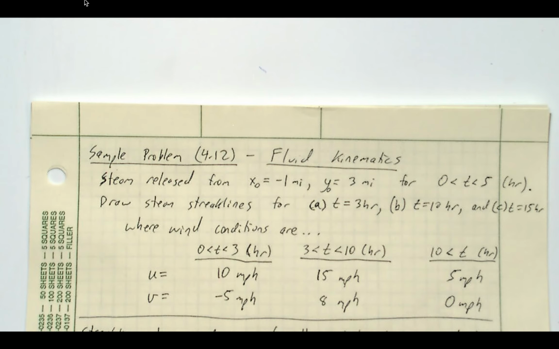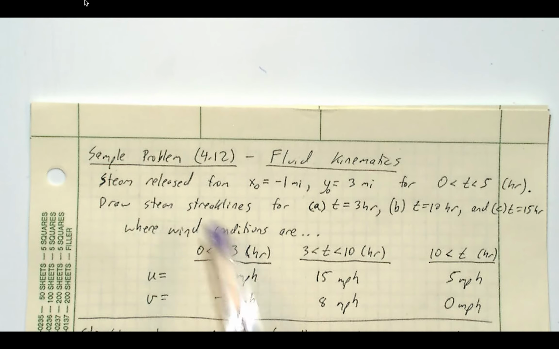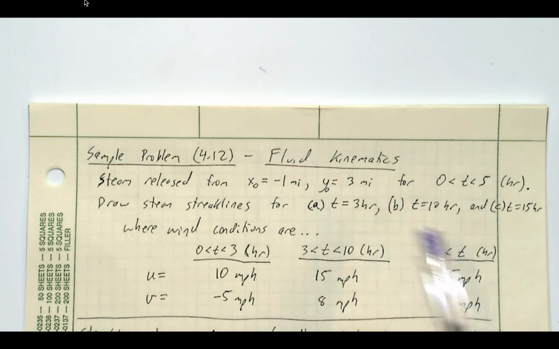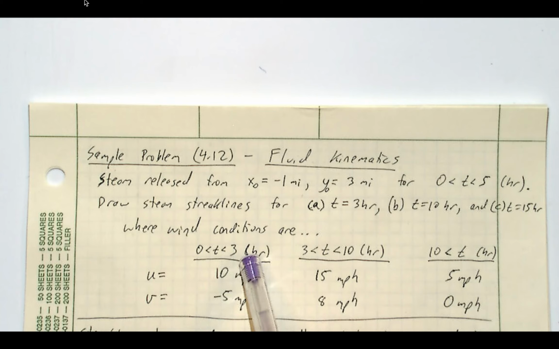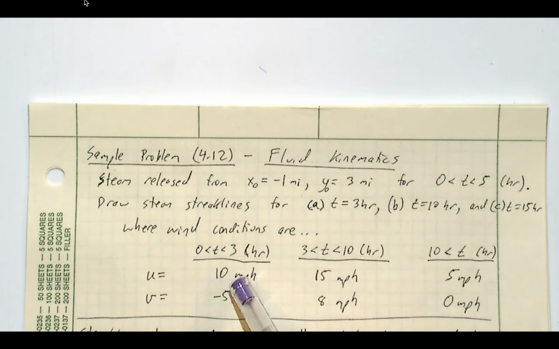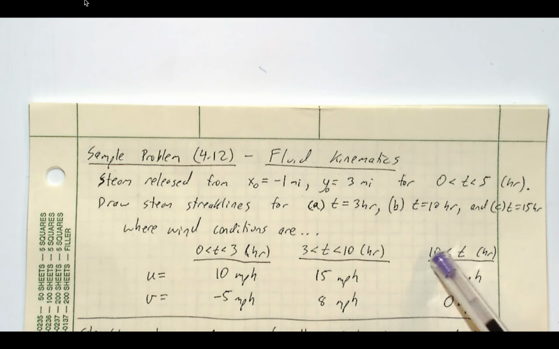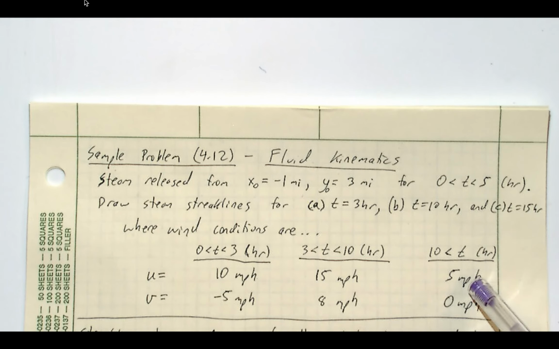So we're given some expected velocity data, and I summarize it better than the book did in their problem statement, which is to say, this is what I said, that we have steam being released at a particular point for 5 hours, and our goal is to draw some streak lines. But the wind conditions here I put in tabular form. So for the first 3 hours, U and V are given as 10 and -5 miles per hour, respectively. Between 3 and 10 hours, the east velocity is 15 miles per hour, and the north velocity is 8 miles per hour. And then beyond 10 hours, the expected wind is to go 5 miles per hour to the east and nothing to the north or south.